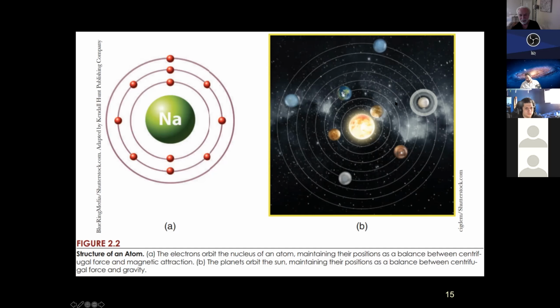And similarly, in a solar system, these planets are spinning. That causes a centrifugal force throwing them out, but magnetism is drawing them toward the star. And the balance between the magnetism and the centrifugal force keeps planets in their orbits.